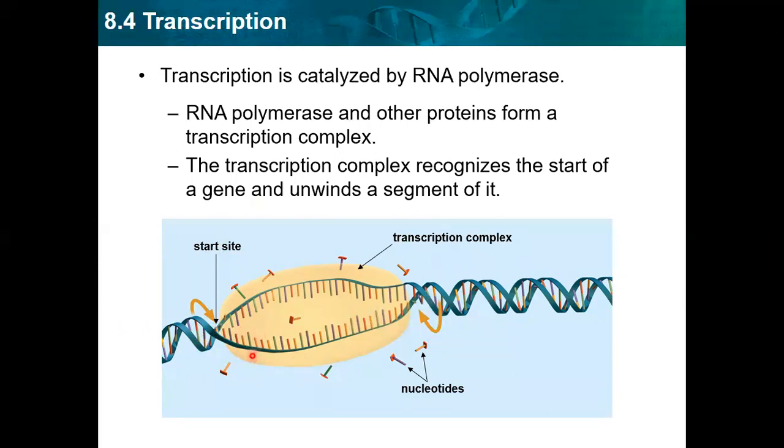So what would happen is when the process is starting here, the free floating nucleotides, as you can see them here, they will be finding the complementary bases, and they will be forming a double helix with it. But the only difference is instead of T pairing with A, you're going to have U pairing with A. So the transcription complex will recognize the start of the gene, and it's going to unwind it, and it starts the unwinding process.